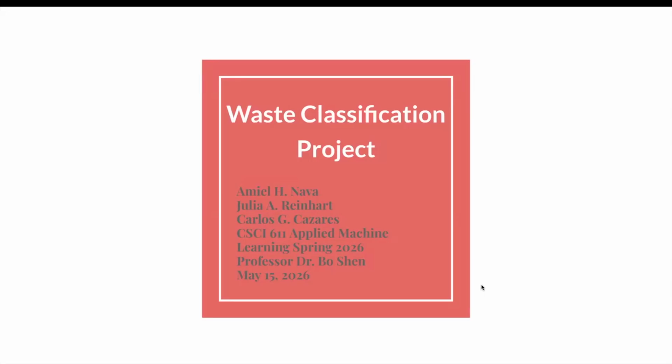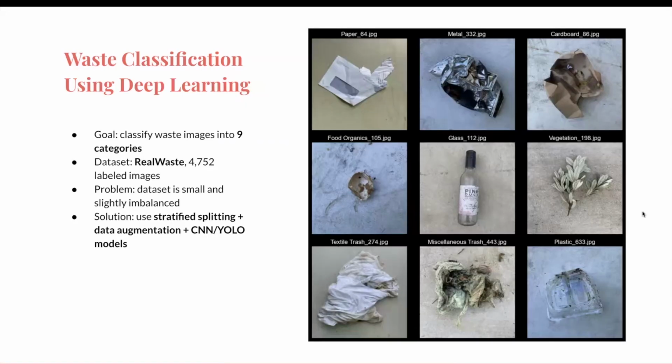Okay, so I'm going to go to the next slide. So waste classification using deep learning was what our project was on. Our goal was to classify images into 9 categories, being paper, metal, cardboard, food organics, glass, vegetation, textile trash, miscellaneous trash, or plastic. One of the problems we encountered is that our data set is small and slightly imbalanced.